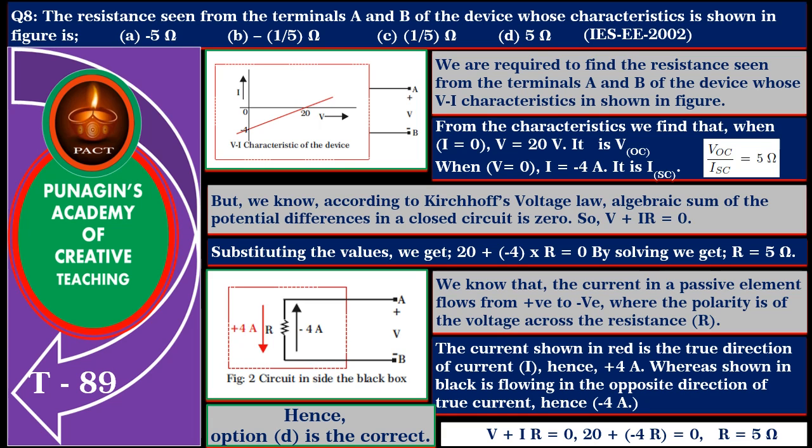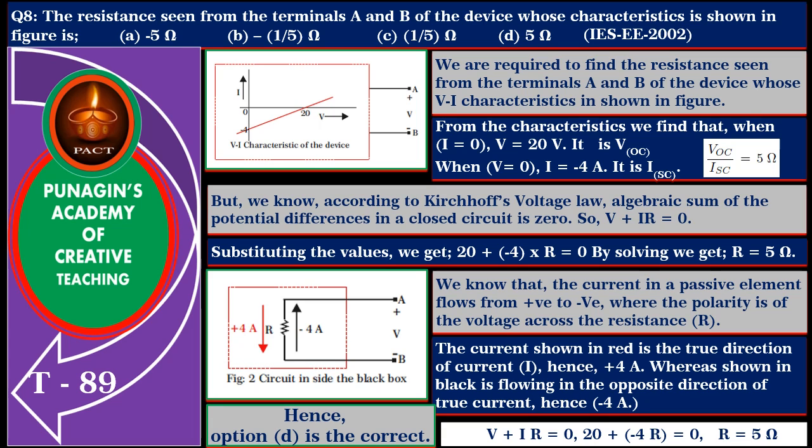Also, we know that according to Kirchhoff's voltage law, algebraic sum of the potential differences in a closed circuit is 0. So, V plus IR is equal to 0. By substituting the values and solving, we get R is equal to 5 ohm.